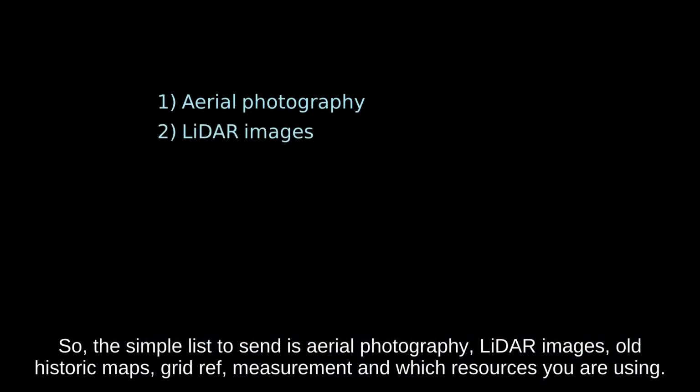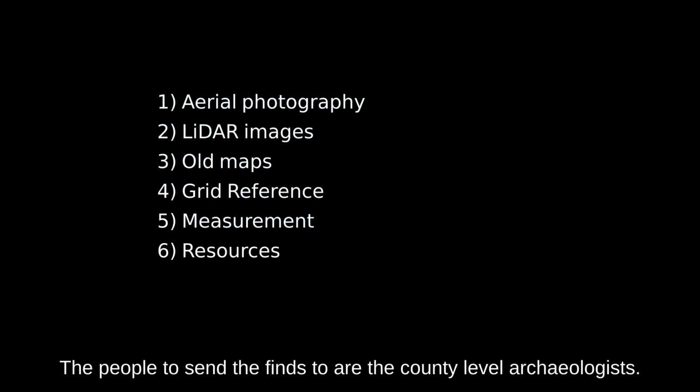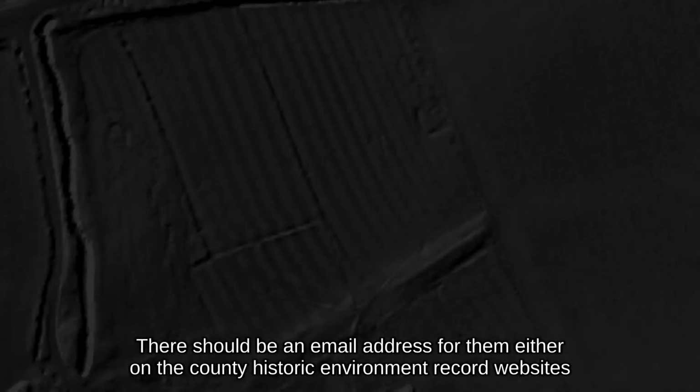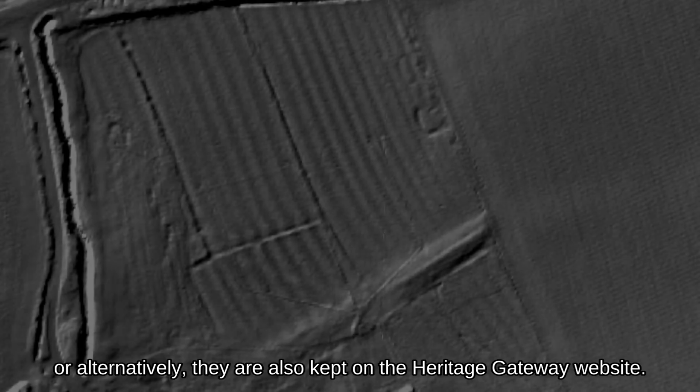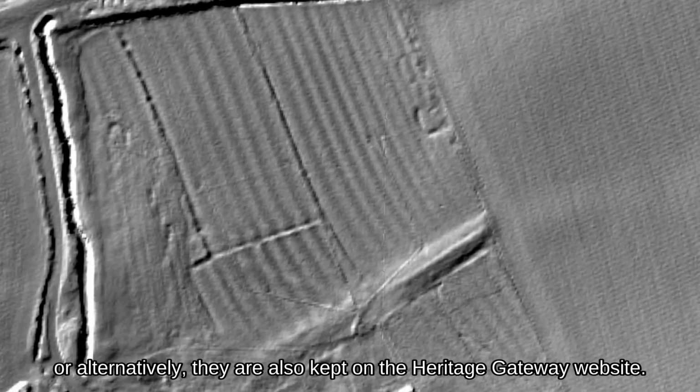So the simple list to send is aerial photography, LiDAR images, old historic maps, grid reference, measurement, and which resources you are using. The people to send the finds to are the county level archaeologists. There should be an email address for them either on the County Historic Environment Record websites or alternatively they are also kept on the Heritage Gateway website.